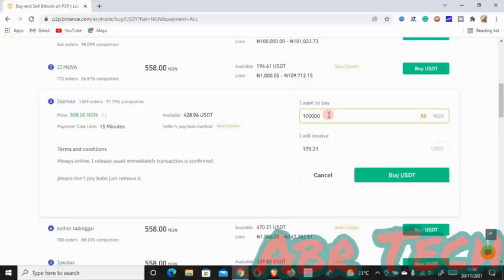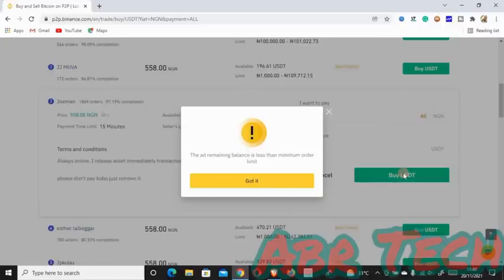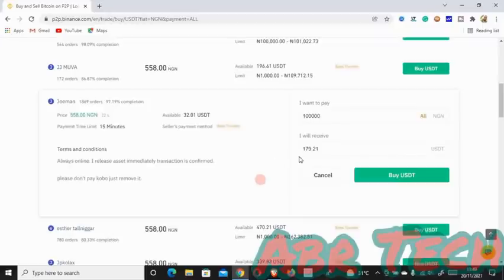This seller has over 428, but another thing you should remember is that you are not the only buyer on Binance. Sorry, the seller has in stock. At the moment you're buying, someone else might be buying. So forget the fact that the seller has over 400 and something dollars in stock. Maybe another person placed an order before you. When they place the order before you, yours will be terminated.